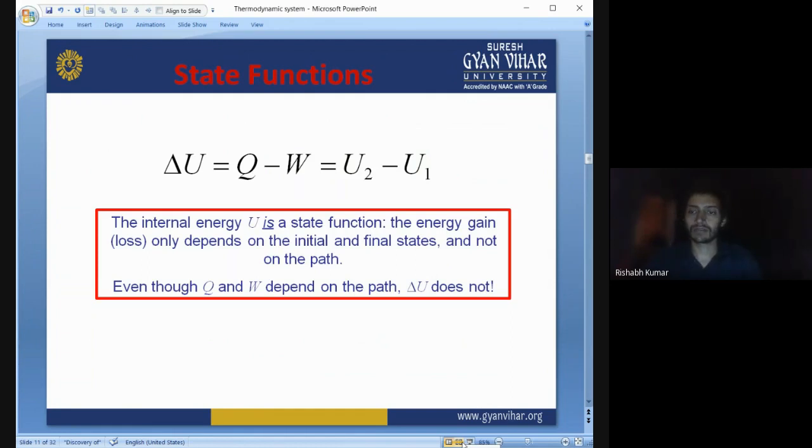Whereas Q, the heat energy, and work done are path dependent functions or path dependent properties, but internal energy is only state dependent. It only depends upon the present state.